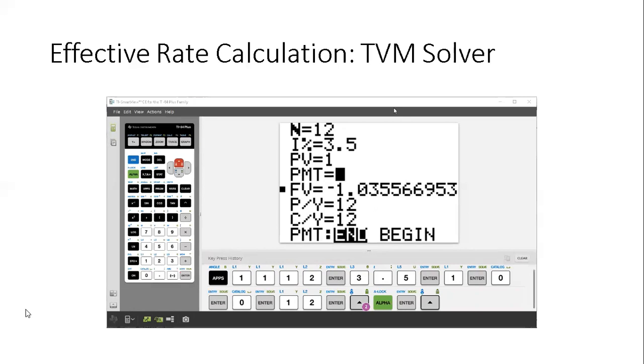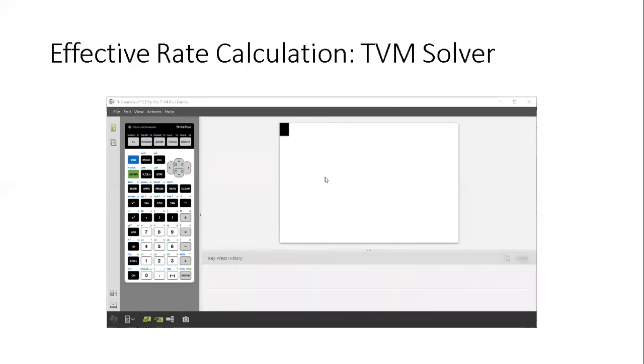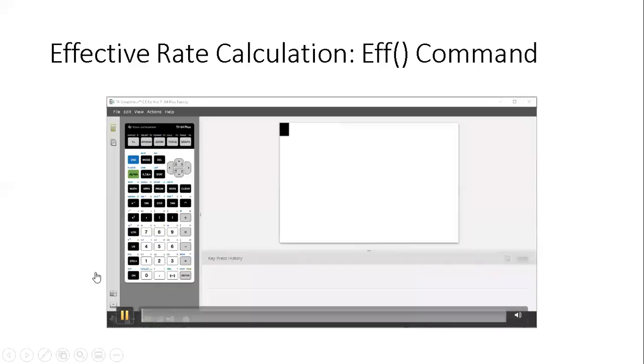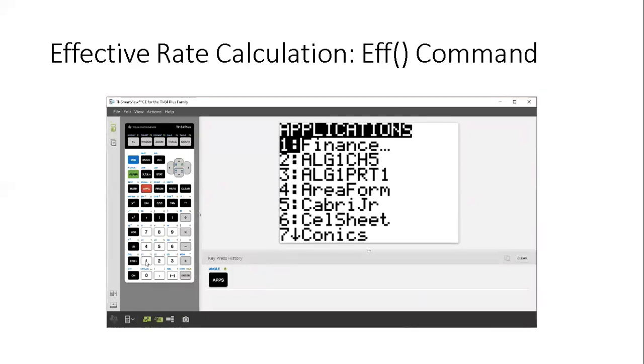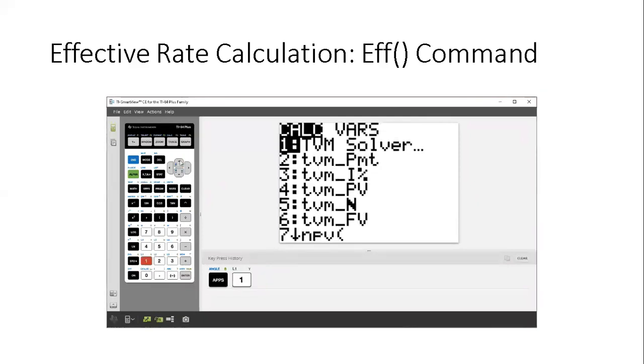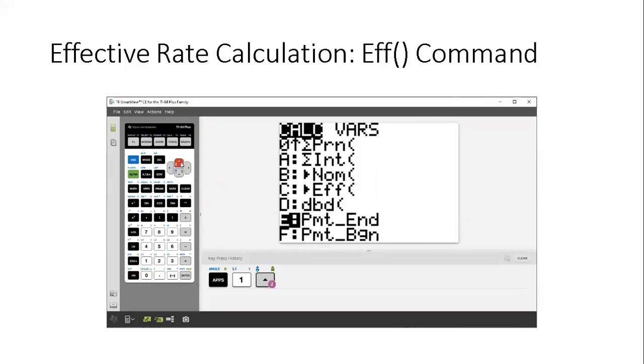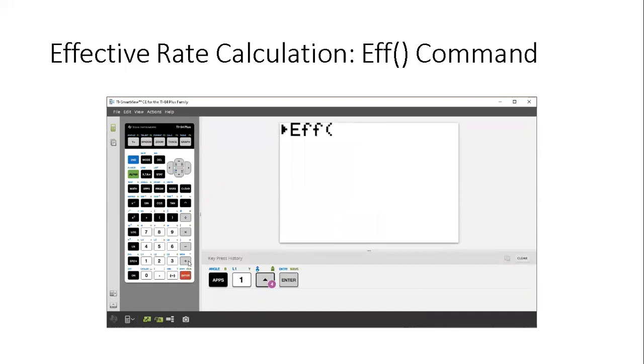But all is not lost. We have another technique that can be used to calculate effective rate on the TI calculator. And this one is using the EFF command. So if we go back to apps, we hit finance, and this time instead of doing the TVM solver, we scroll until we get to arrow EFF. This is the effective rate command.